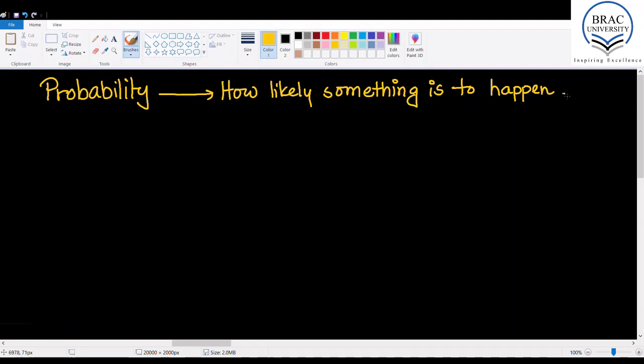Now that we've studied experiment, sample space, and events, we are ready to talk about probability. So let's begin. What is probability? In the simplest words, probability means how likely something is to happen.